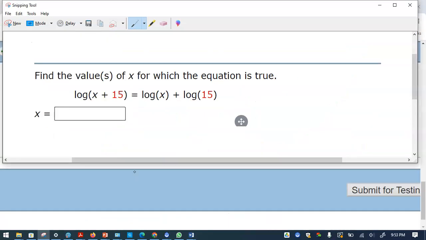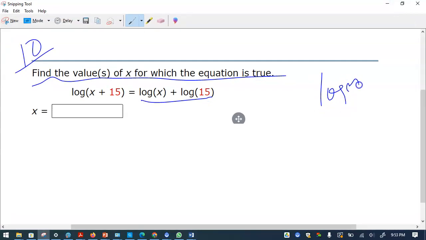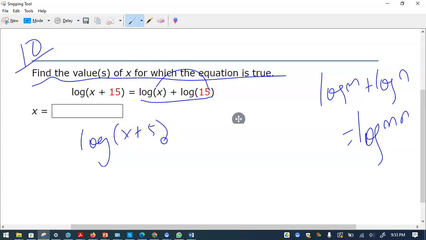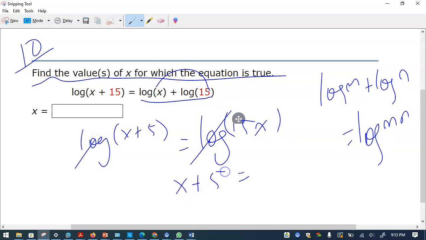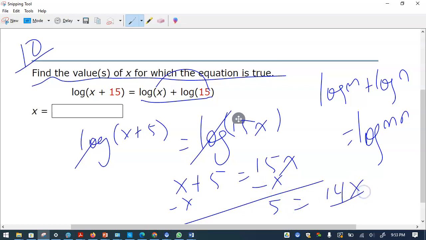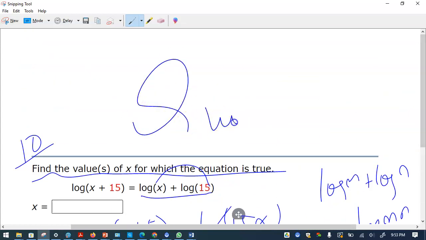And the last question is about finding the values of x. On the right side, you can use log m plus log n, which is log mn. So this x and 15 get multiplied on the right. So that will be log of 15x. And now the log will go away because it's the log on the same side. And that's it. Very simple. You're done. So I hope this quiz also, quiz number 9.